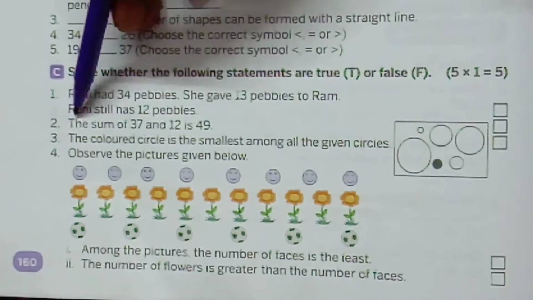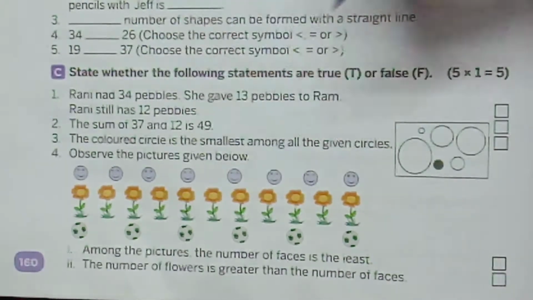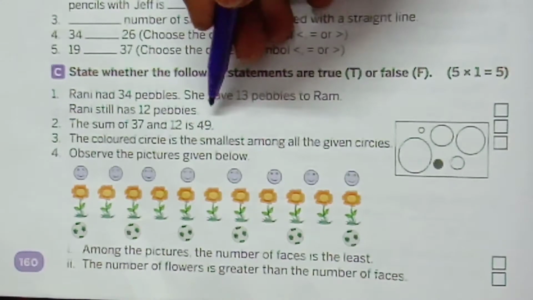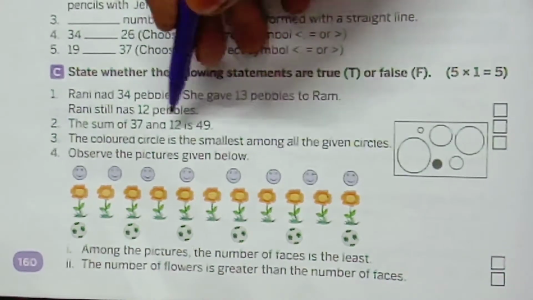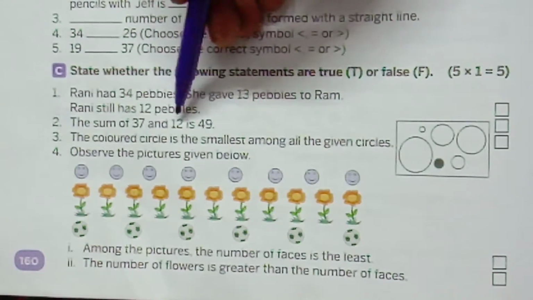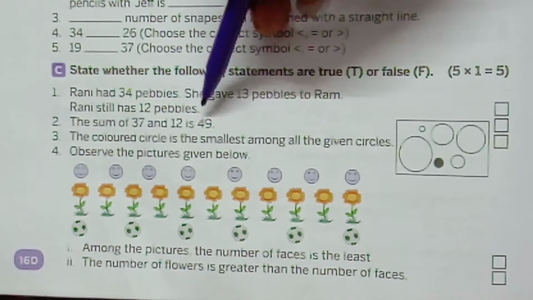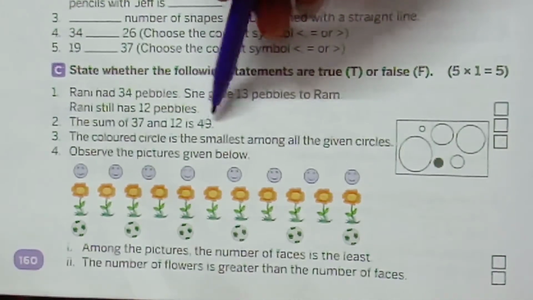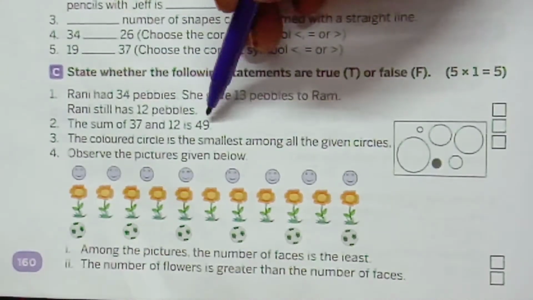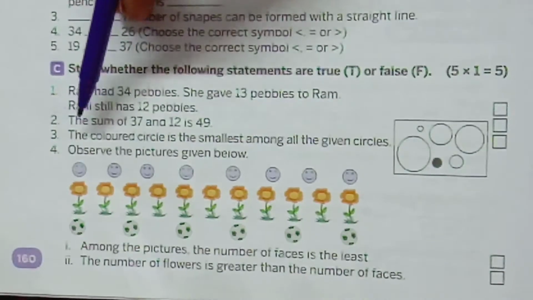Now, second one. The sum of 37 and 12 is 49. Is it the correct answer? Sum means addition. Okay, children? 37 plus 12. You do that addition, and after that you find the answer. Is it 49? It is not correct. You put false.